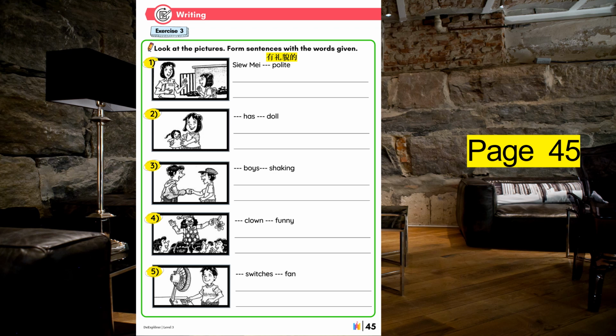So, when you write the sentence, you have Siu Mei, subject, verb, 没有动词, 要记得有 is, am, are, verb to be. So, is what? A polite girl, full stop. So this sentence that you have written tells us about Siu Mei, and you're using the simple present tense showing a fact. Okay, so you can write this sentence into your workbook.